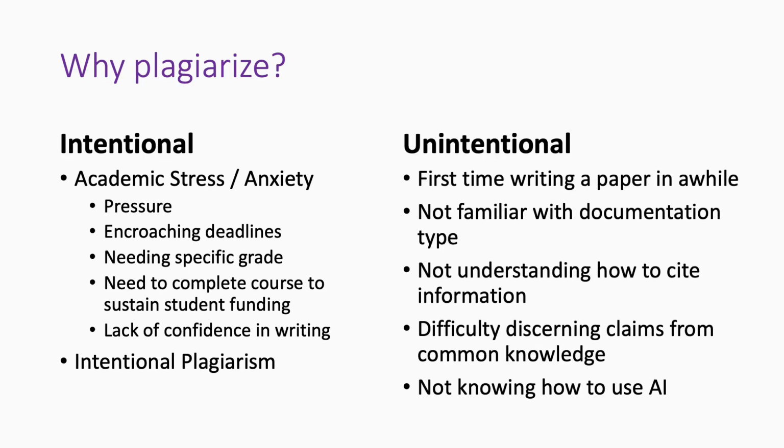But there's also unintentional plagiarism, and this can come from it being the first time you're writing a paper in a long time. Perhaps you're not familiar with the documentation style. You don't understand how to cite. Perhaps you don't understand the difference between common knowledge and a claim and which one needs to be cited, or you're not knowing how to use AI. It's important that if you feel or suspect unintentional plagiarism, that you can come and talk to us at the right site, and we can help you with paraphrasing strategies so that you know that you're doing those activities correctly.